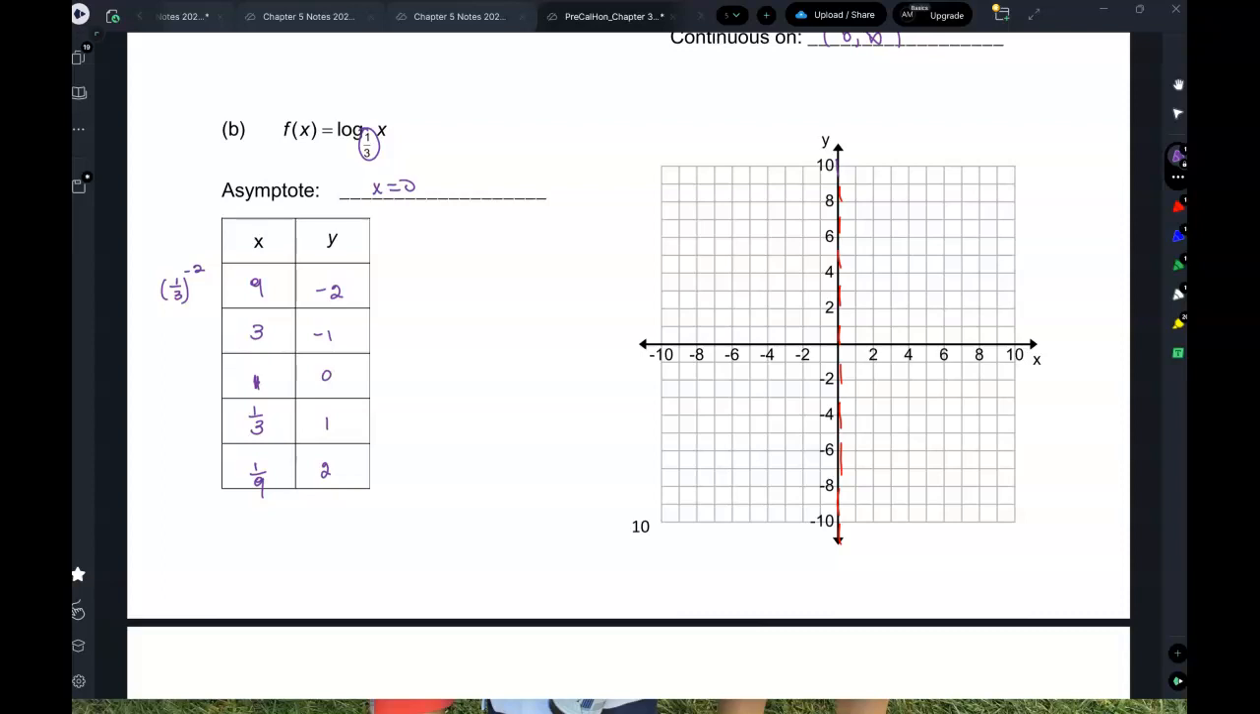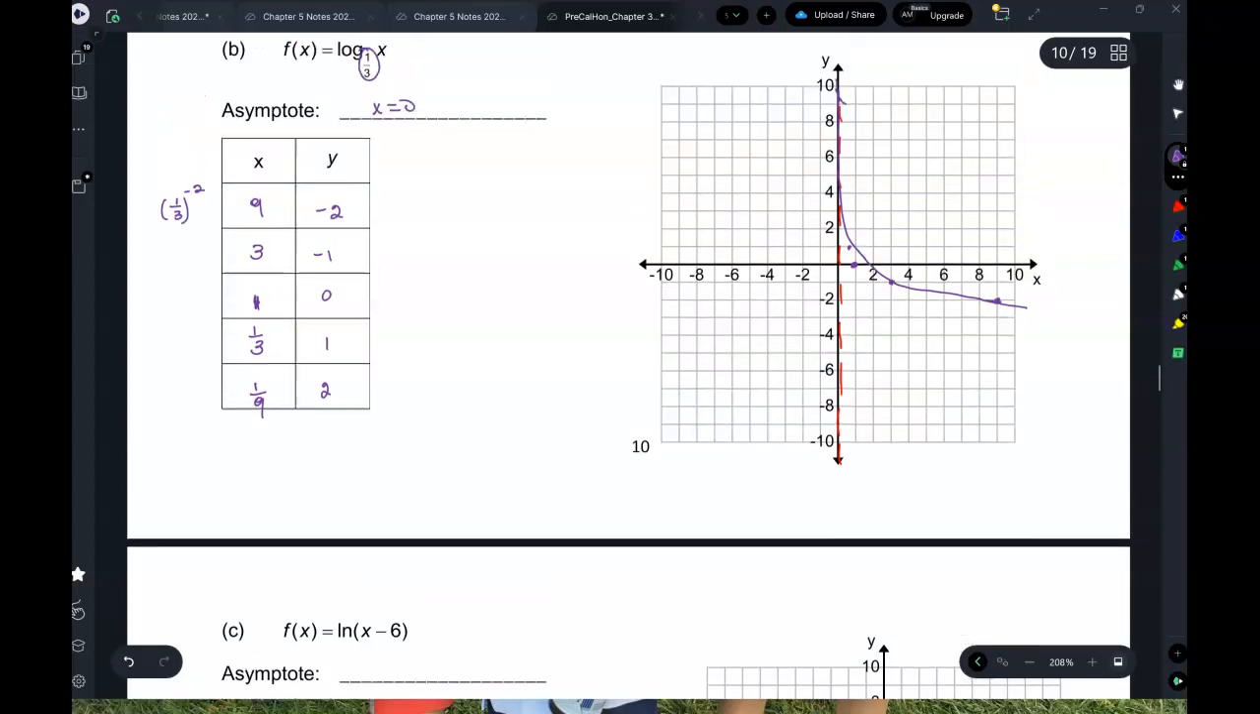Okay. So when x is 9, we're at -2. 3, we're at -1. It's funny, I still like, with the logarithms, it feels more right to me to graph from left to right for some reason. Like I get more disoriented otherwise. So this is how it looks. Okay? Questions? Yeah.